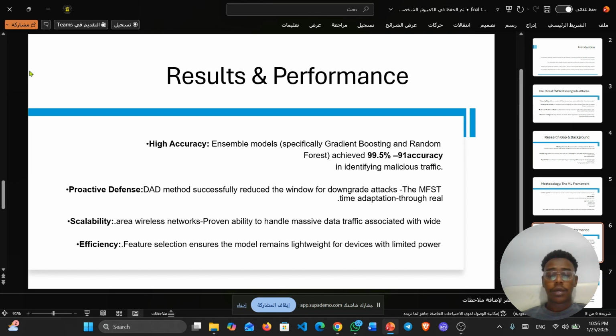My analysis of this result is that the high accuracy proves machine learning is no longer just a concept of networking. It is a ready-to-use tool. However, the achievement is only as good as the hardware it runs on. If the router isn't powerful enough to run the ML model, the security won't work in real time.